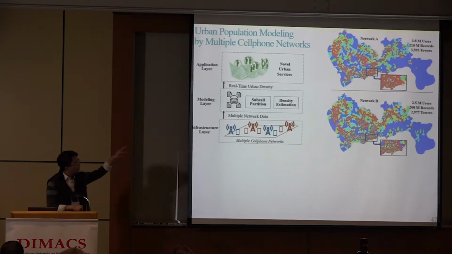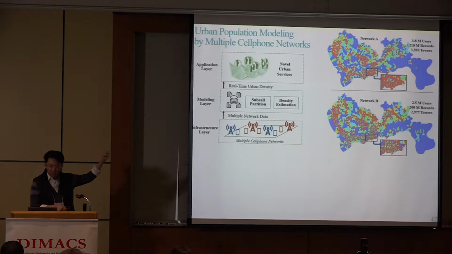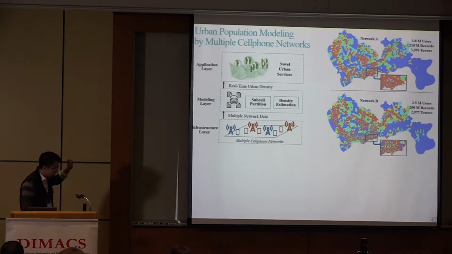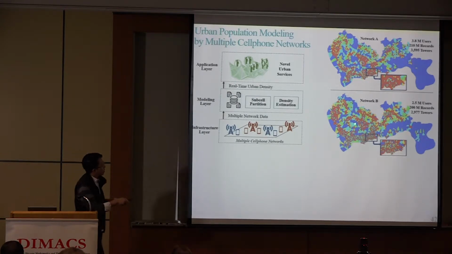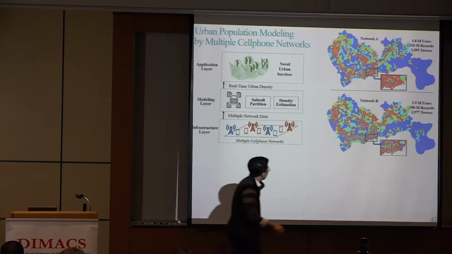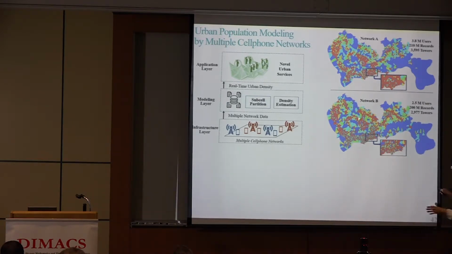And these two figures give a visualization of real-time population based on two cell phone networks. Okay, every cell here, let's see, can we see it? Yes, every cell here in a different color indicates a different population. For the first network, we have almost 4 million users and 3.5 thousand towers. This one has 2.5 million users and 3,000 towers here.